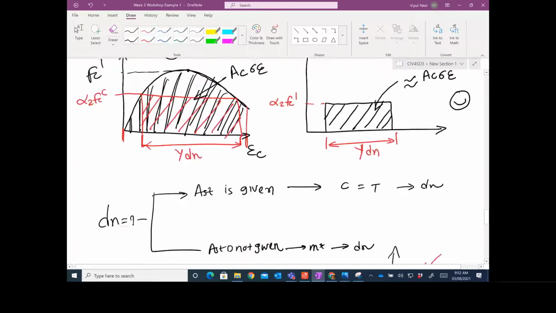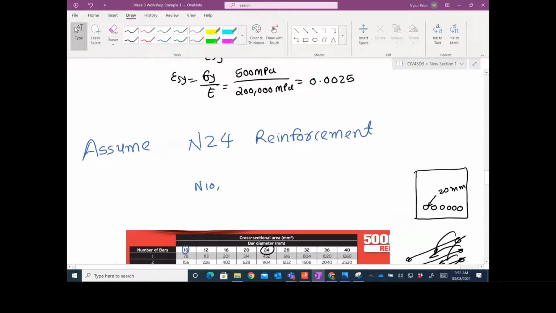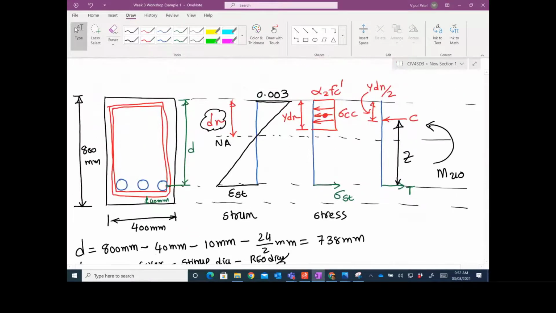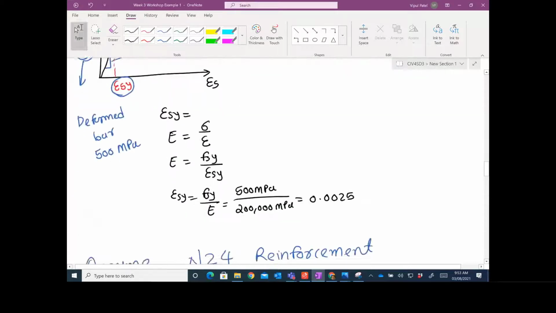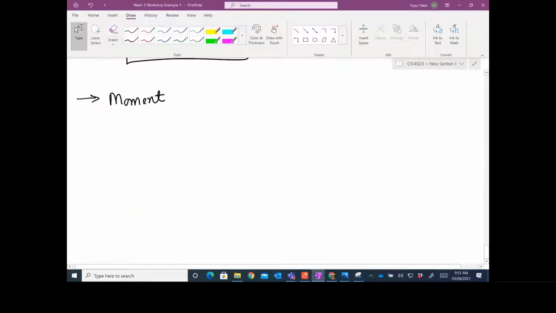Let's take the moments. If you want to calculate the moment, either C times Z or T times Z. But basically we need to find dn first. The moment can be calculated, let's say Muo, as C times lever arm, and both will give you the same answer, or T times Z: compression force times lever arm, or tension force times lever arm.